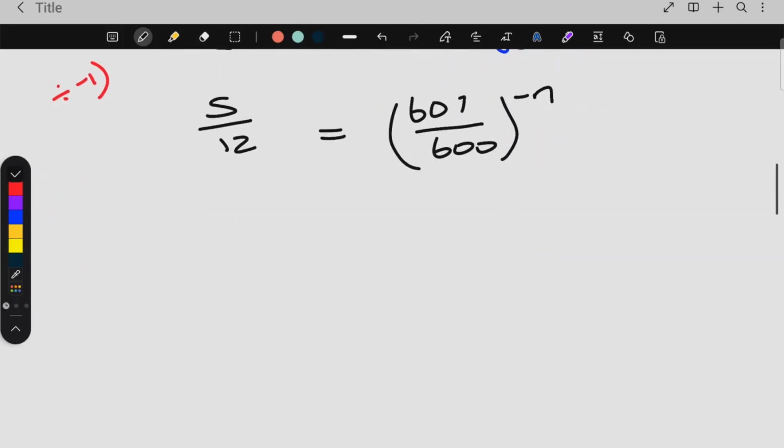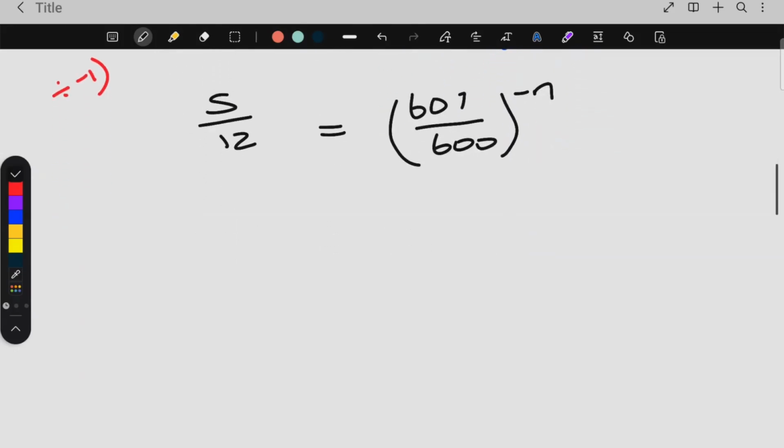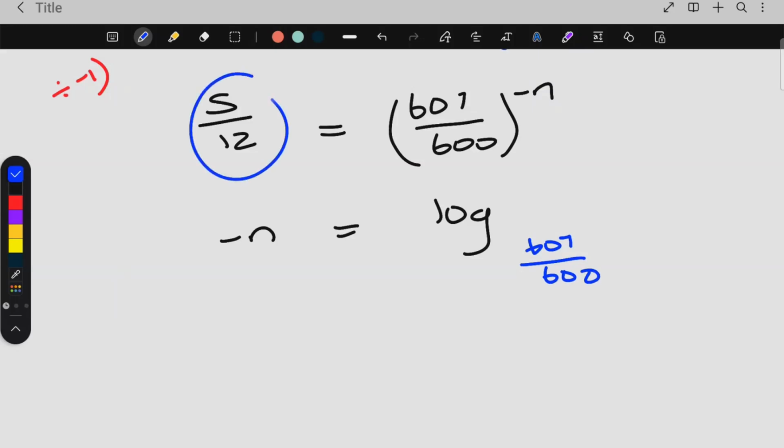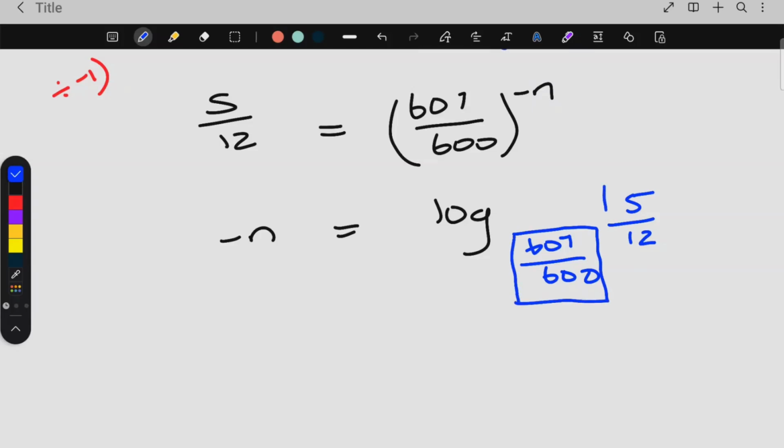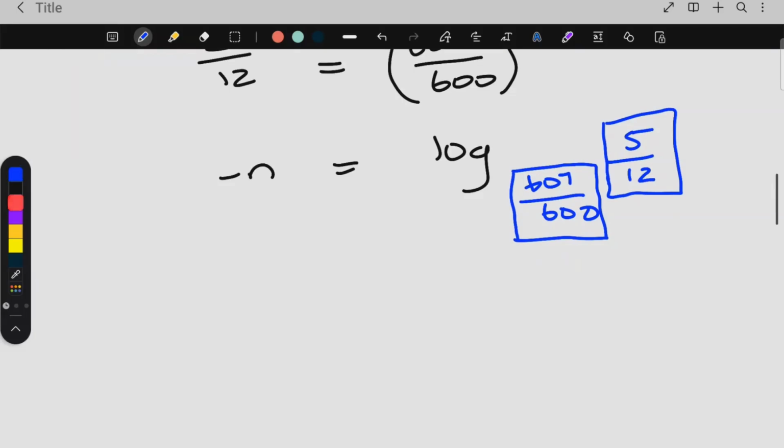Okay, now to solve for n, I can't make the base numbers the same. So this n comes down. So it comes down. This is now a log. This is the base of the exponent. So it stays the base. And then this will just come over. So this is 5 over 12. And then on your calculator, you will have something like this. A log with 2 blocks like that. You put those fractions in there.